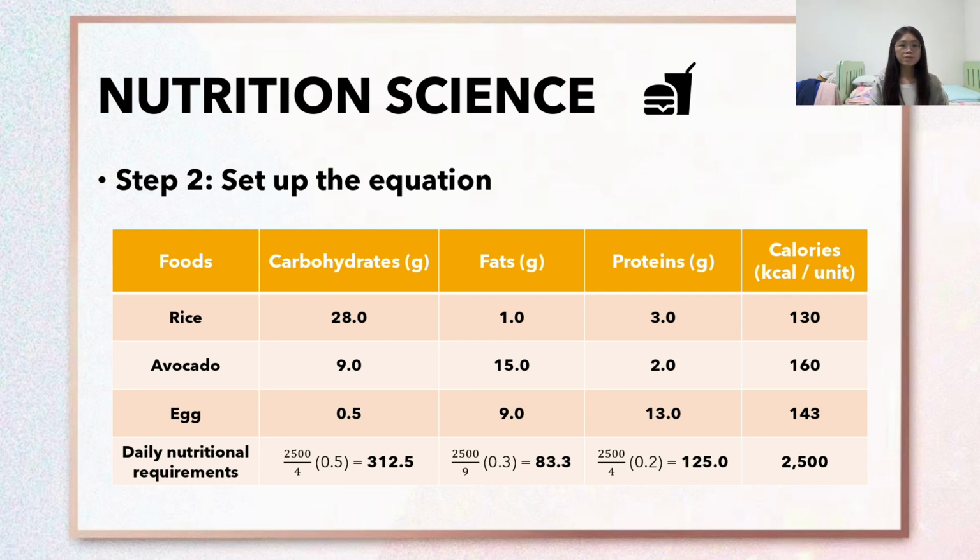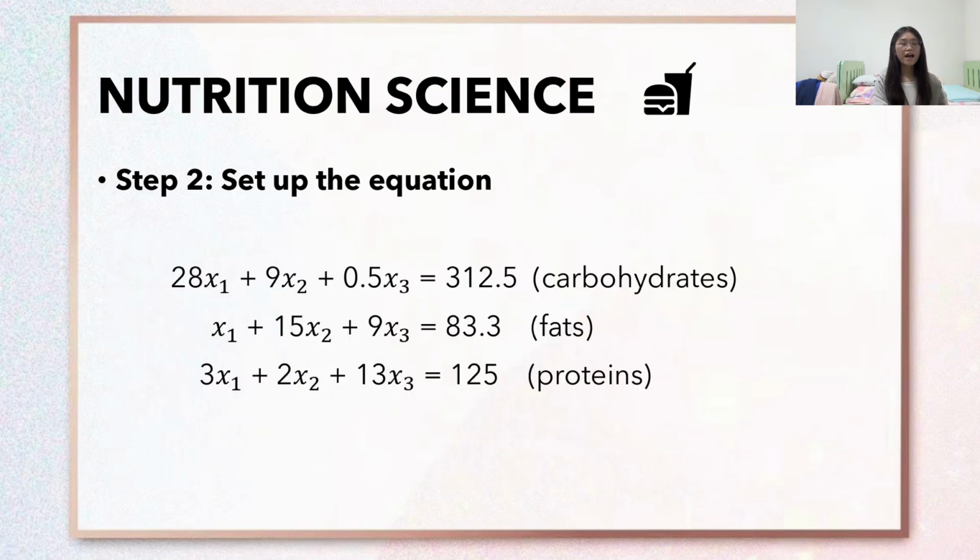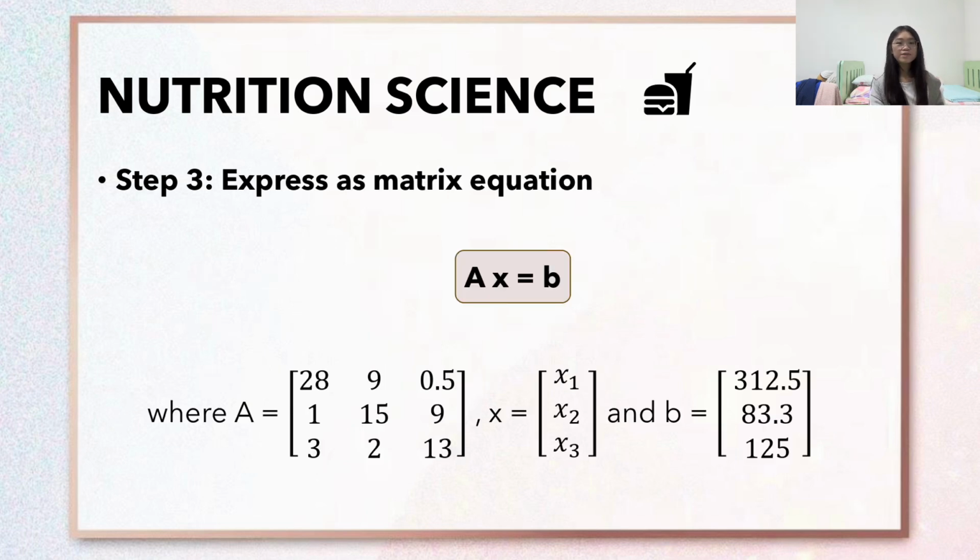This table shows the amount of nutrients contained in the food and also the daily nutritional requirements. The daily nutritional requirements are calculated from total calories divided by macronutrient conversions and multiplied by the percentage of calories of nutrients. So from the table, we can set up these 3 equations for later use. And now we come to step 3.